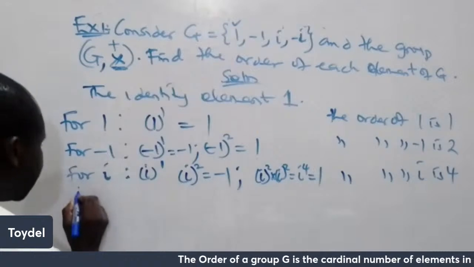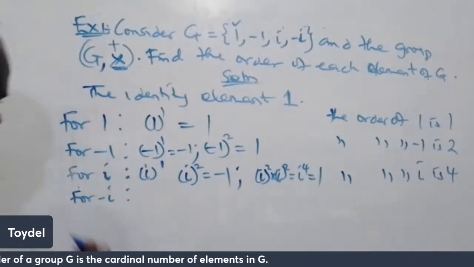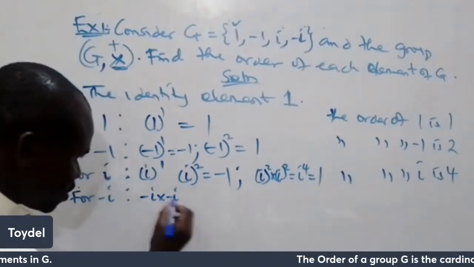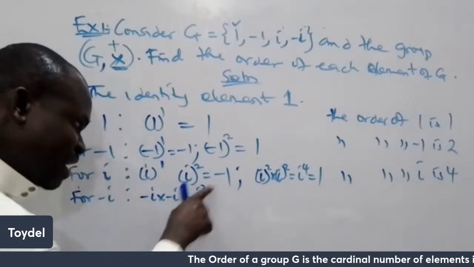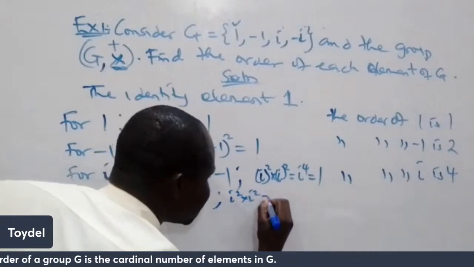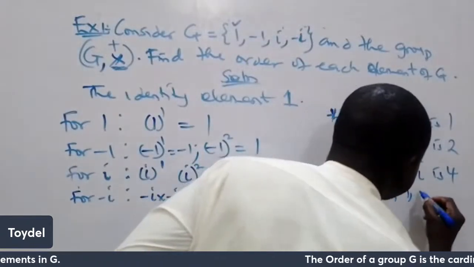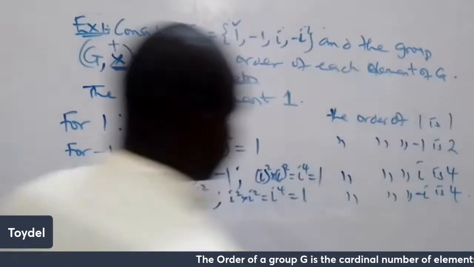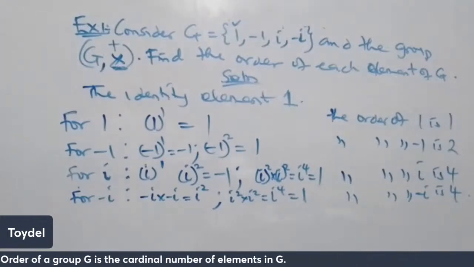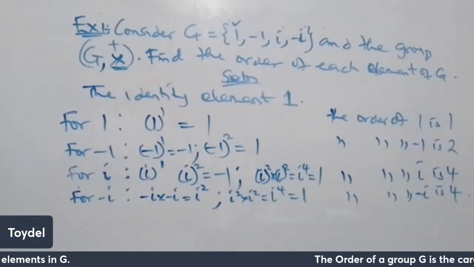Then the last element is minus I. What will be the order of minus I? Minus I times minus I: minus times minus is plus. It's going to give us I squared, and I squared is still minus 1. So in this case also we are going to have I squared times I squared, and that will be I raised to power 4. That is the one that will give us 1. So the order of minus I is also 4. So that is how to find the order of elements of a group. You can go over this again and again in order to be able to know that.